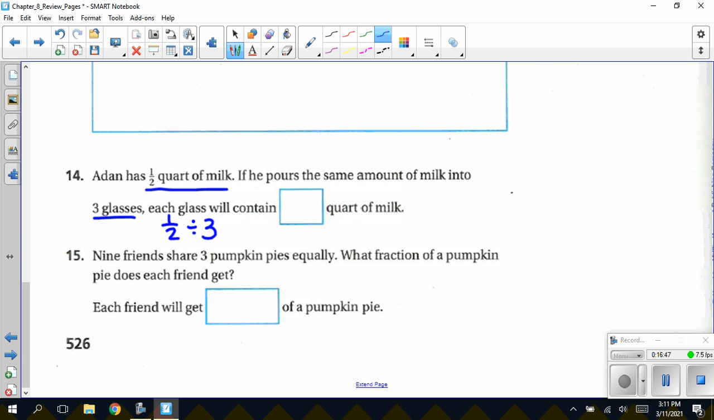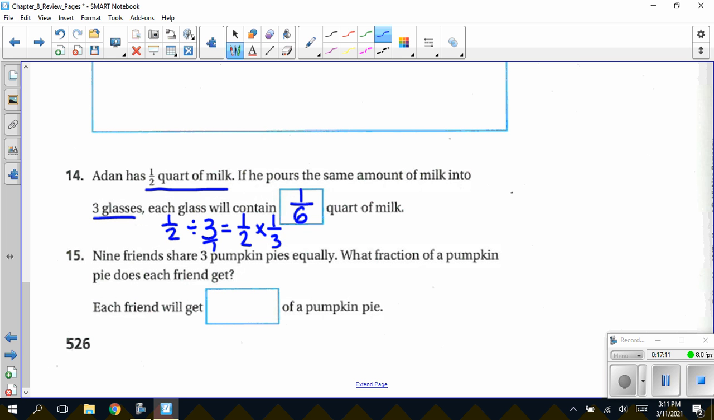Changing this into my multiplication problem, the first number, the divisor, always stays the same, times, and when I flip the second number, that was 3 over 1, I now have 1/3 when I flip it. So 1/2 times 1/3 equals 1/6 quart.